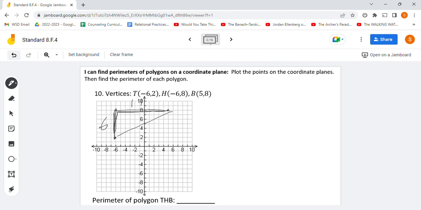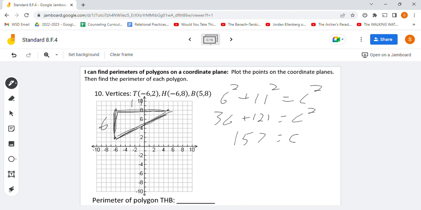And since it's already a right triangle, that gives us the edges to find this third side as well using the Pythagorean theorem. So we end up with 6 squared plus 11 squared equals c squared. That'll give us 36 and 121 for a total of 157 equals c squared. Taking the square root of that, we end up with c equals 12.5, and that's 12.5 units.